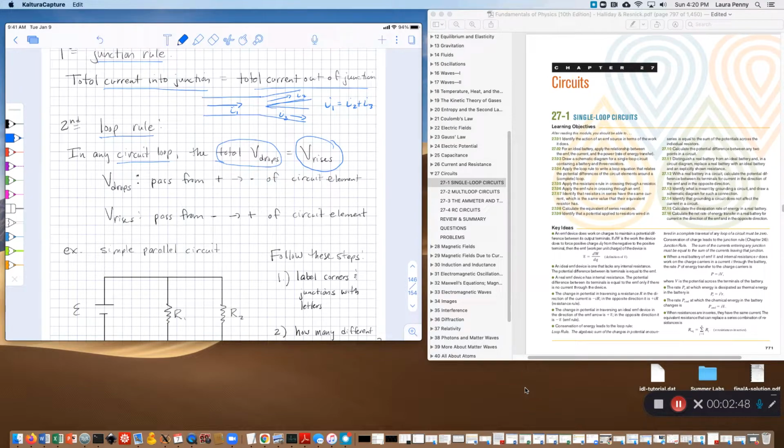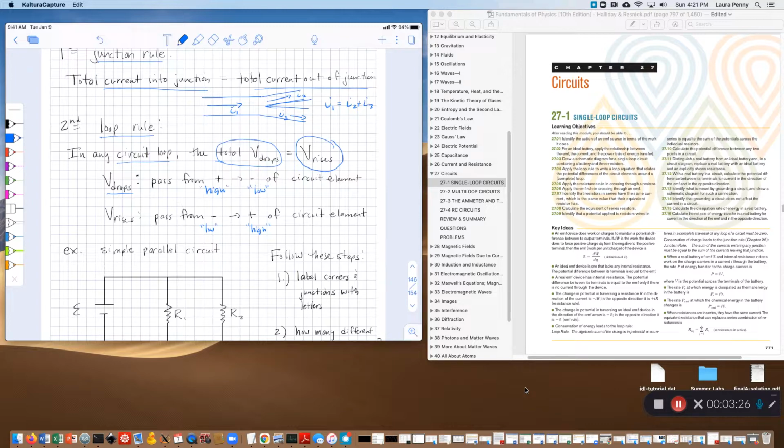When you're going along this way, a voltage drop is when you pass from the positive side or the high side of a circuit element to the negative side or the low side of a circuit element. That's considered a drop. You're going from a high to a low, right? Just like a height drop. Whereas a voltage rise is when you go from the low side to the high side of a circuit element. And we're going to do some examples of that right now, and then we'll probably do some more in class.